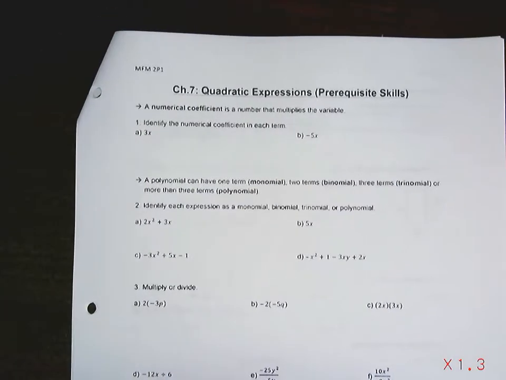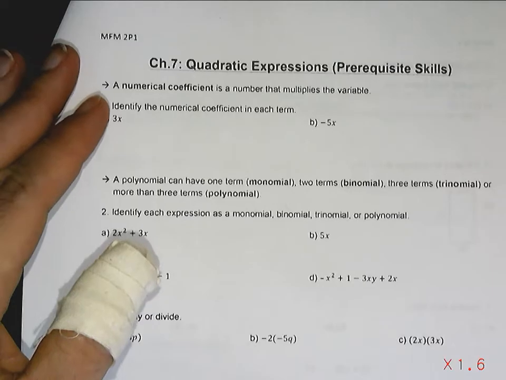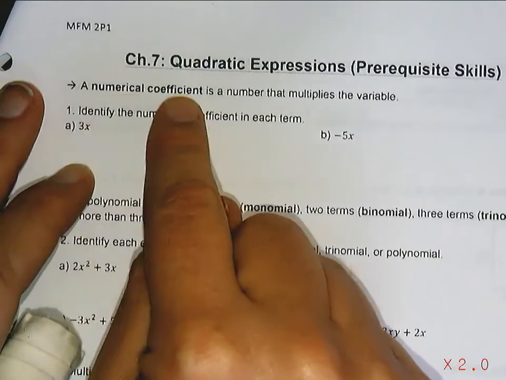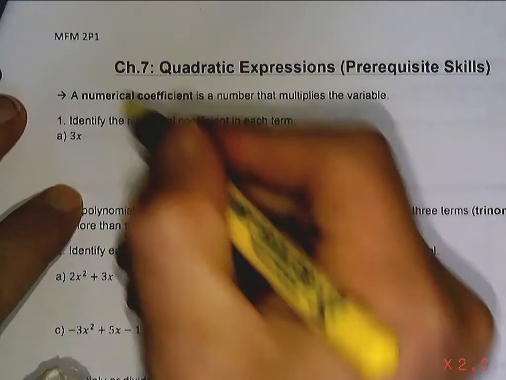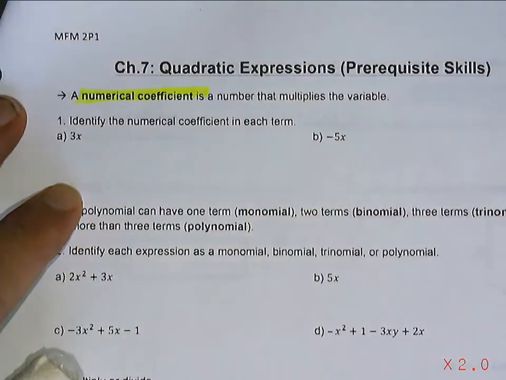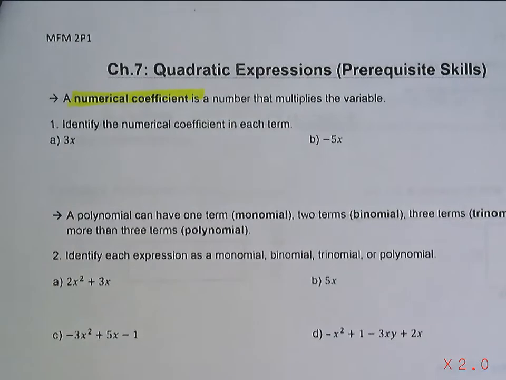Prerequisite skills. These are skills that we need before we can start. These are things that we need to understand before we get into the new stuff. So, you've heard me use this word before, a numerical coefficient. A numerical coefficient is the number part of a variable term. So this is 3x. Now, things are going to get tricky because we've always looked at that as 3 times x.